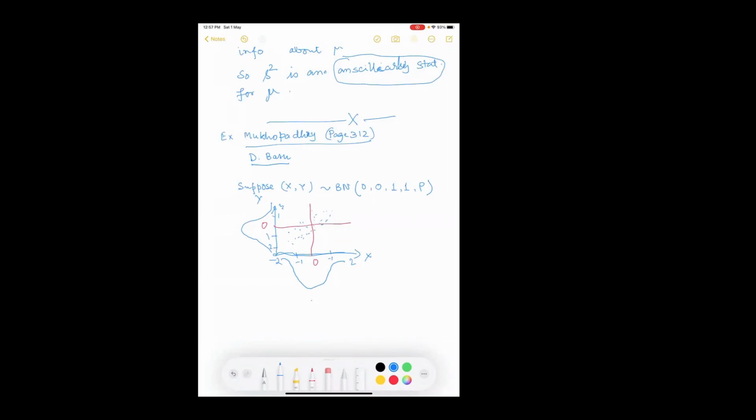You know that the mean of X is 0 and its deviation is 1. Similarly, Y mean is also 0 and its deviation is 1. So technically there are 5 parameters: mu for X, mu for Y, sigma for X, sigma for Y, and rho, the correlation coefficient.